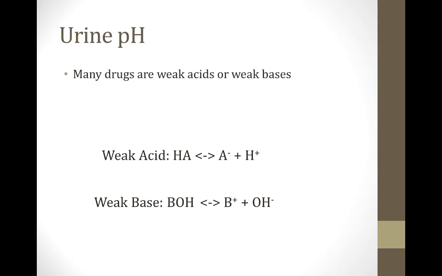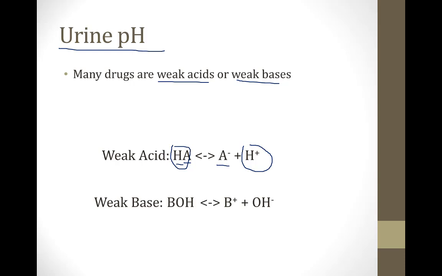Now let's talk about a very simple but high-yield topic for step 1, and that's how urine pH affects the elimination of drugs. You should know that many drugs are either weak acids or weak bases. So a weak acid is a drug that likes to give up a hydrogen atom. So it's some anion, A, and a hydrogen atom connected together, so we call it HA, and it can fall apart and become the anion plus a hydrogen ion, like what I've shown right here.